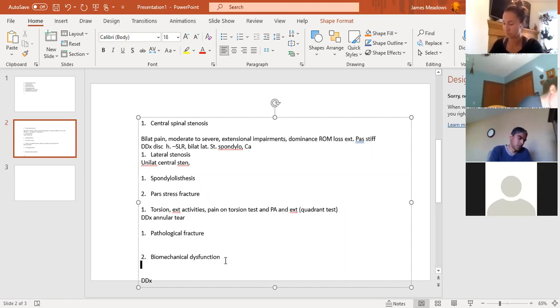What about objectively? We've said range of motion, PAs, anything else? Do you need anything else? What else could this be then? If we look at DDX, what else could this be?